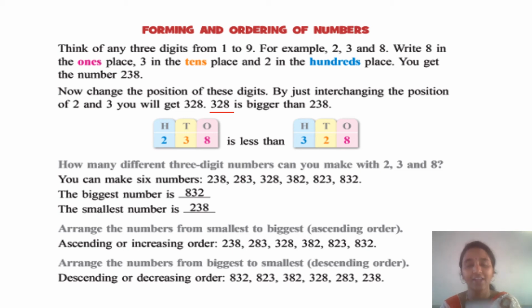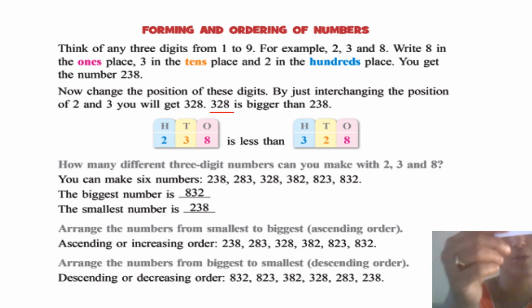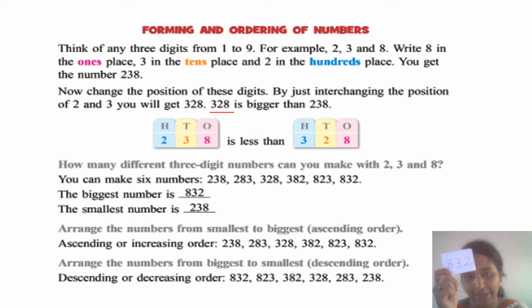What are they? 238, 283, 328, 382, 823 and 832. In all the numbers which I showed you now, the biggest number will be 832 and your smallest number will be 238.